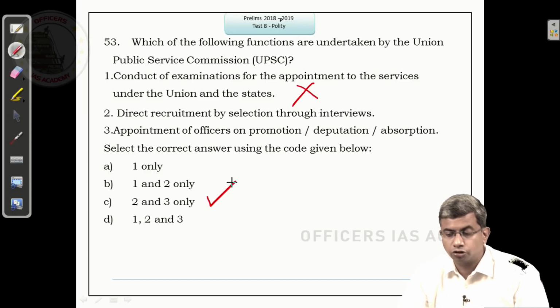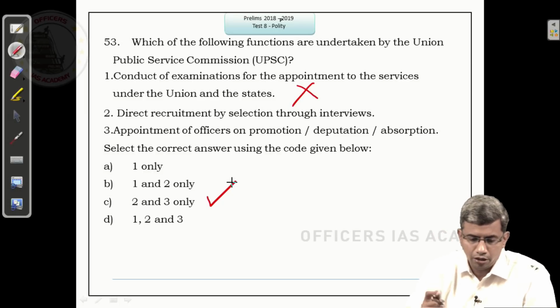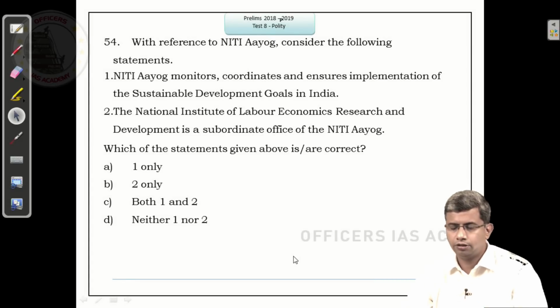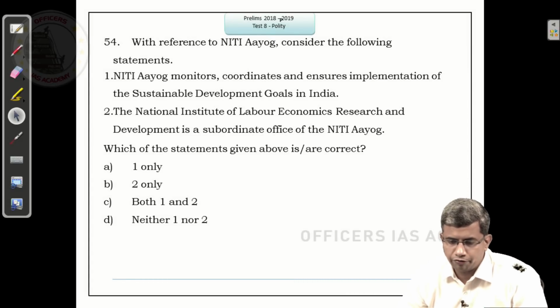Appointment of officers on promotion, deputation, absorption, that is also done by the UPSC. So, answer is C, 2 and 3. With reference to Niti Aayog, consider the following statements. Niti Aayog monitors, coordinates and ensures the implementation of the Sustainable Development Goals in India.